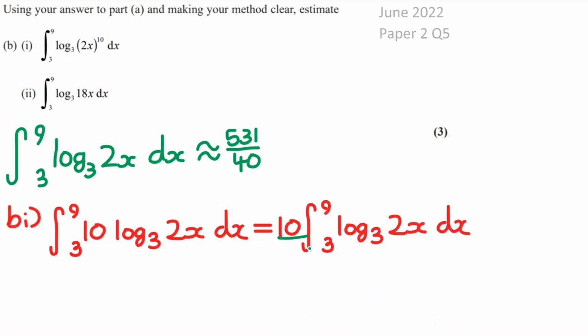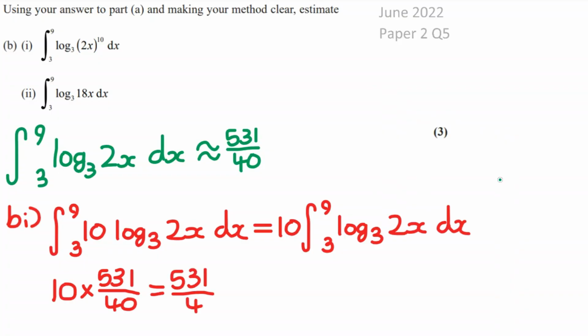So therefore, as we've got an estimate for this integral here, what we can just do is multiply this estimate here, this 531 over 40, by this 10 to get an estimate for this value here. So therefore, if we do this 10 times 531 over 40, it's going to be 531 over 4, and if you want to write it as a decimal, it's 132.75.